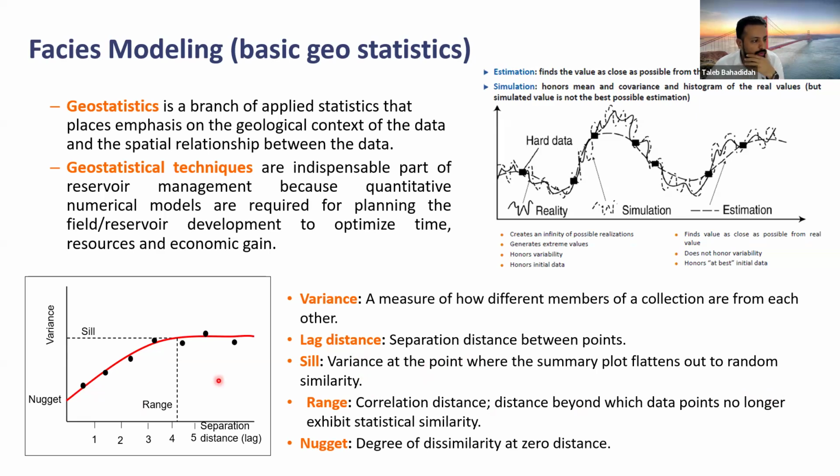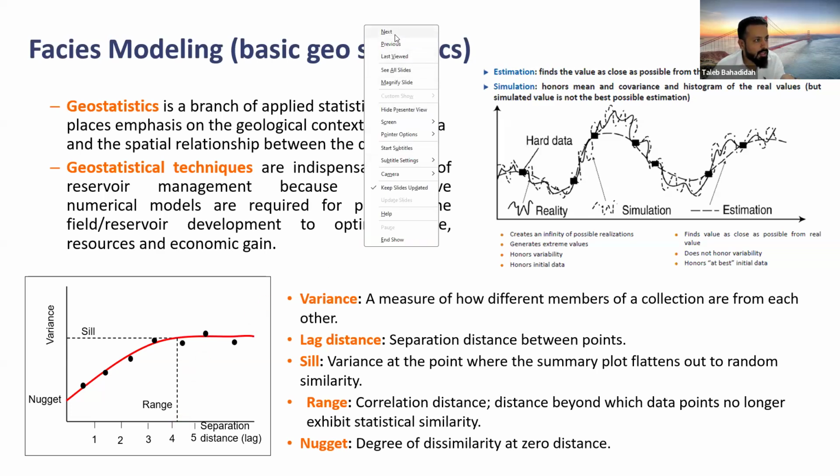And also the sill, I mean the sill is the variance at the point where you reach the range. And the most important thing here in the variogram is the range, because the range is the correlation distance. So that means, let me demonstrate it in the next slide. I think it's better.